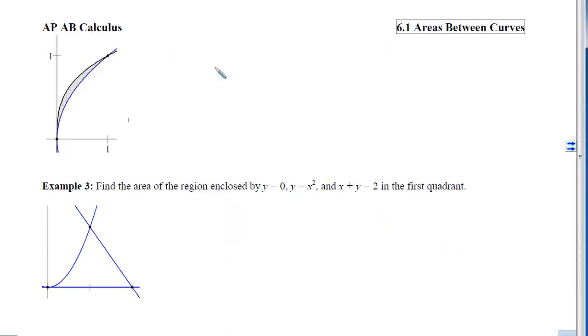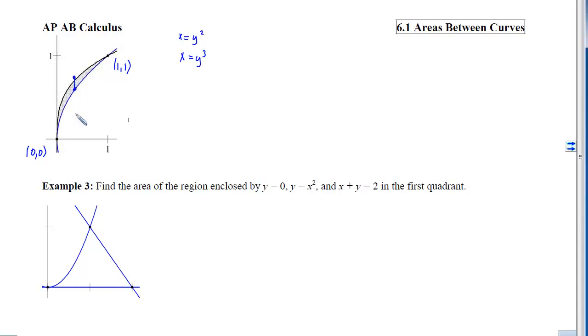So I'm going to do example 2 again using a slice that goes the other direction. And the reason I'm going to do this is because it shows you the flexibility that you can have. We still have the same boundary curves, x equals y squared and x equals y cubed. We still have the same intersections, 0, 0 and 1, 1, except this time instead of drawing a horizontal strip, I'm going to draw a vertical strip.